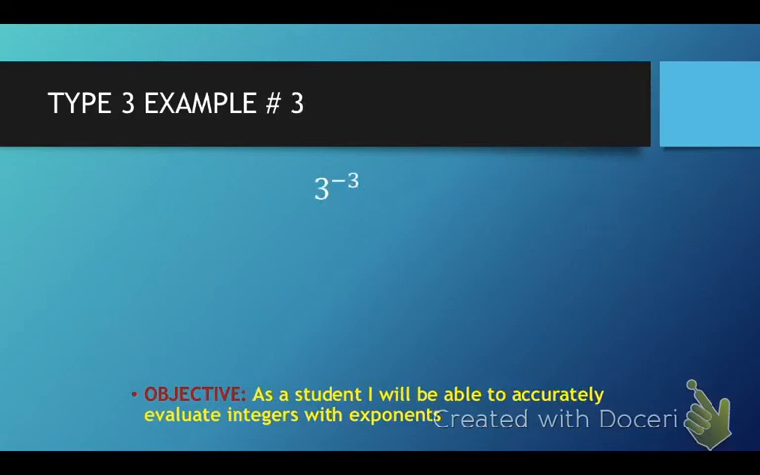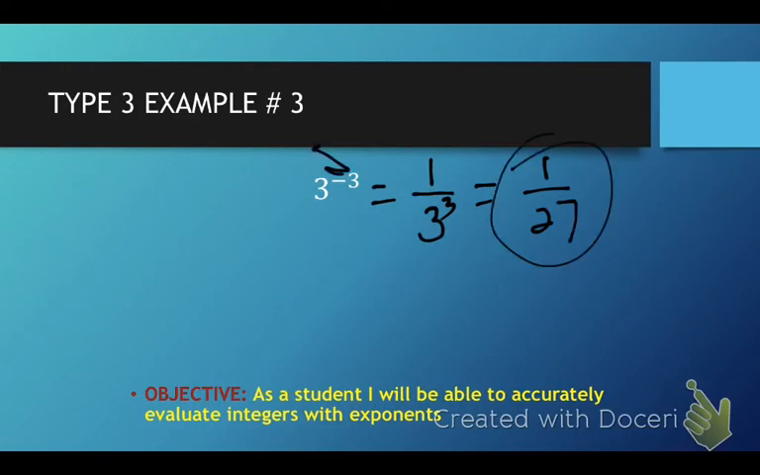Finally, we have example number 3. We have 3 to the negative 3 power, which is simple. It's going to be 1 over 3 cubed, which happens to be 1 over 27. Remember, negative exponent means it's going to do the reciprocal.